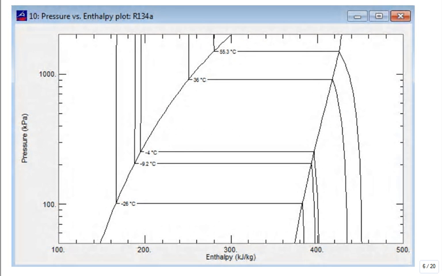How about this plot for pressure enthalpy? Should I spend a minute or two on this or skip it? Go ahead and show it.